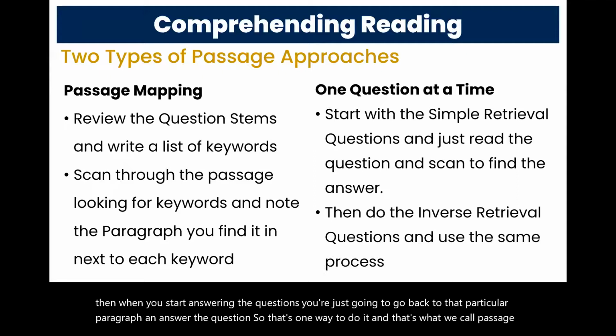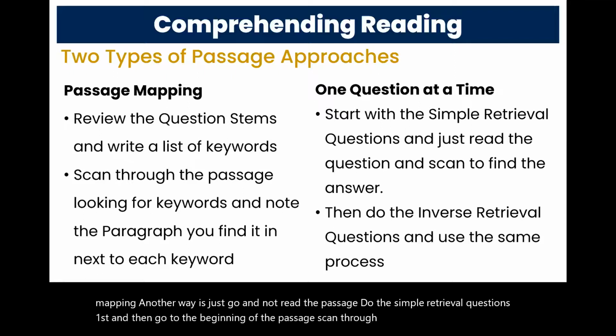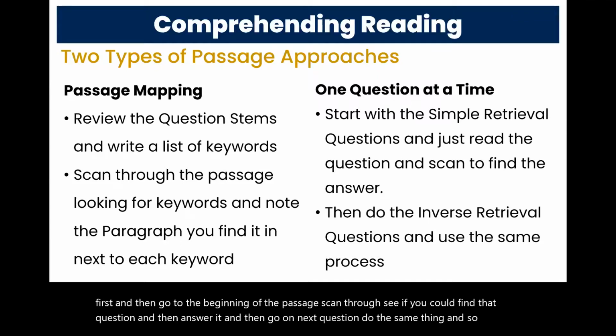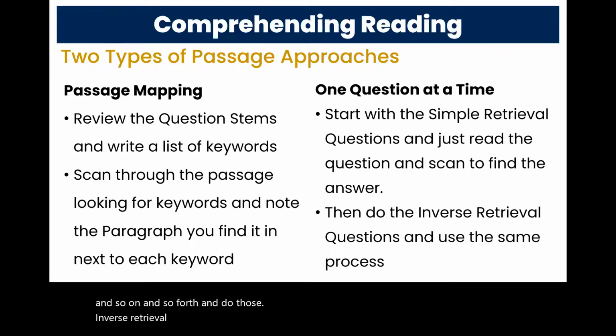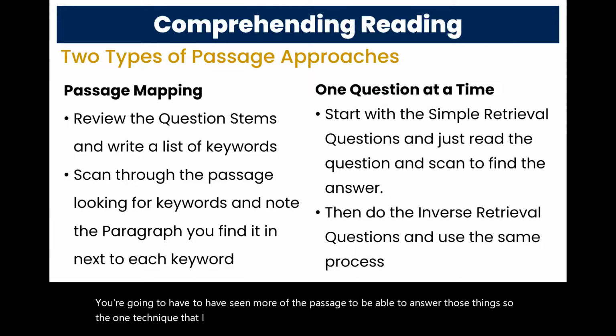Another way is to not read the passage, do the simple retrieval questions first, and then go to the beginning of the passage, scan through, see if you can find that question, and then answer it. And then go on to the next question, do the same thing, and so on and so forth. And do those inverse retrieval questions last because you're going to have seen more of the passage to be able to answer those things.